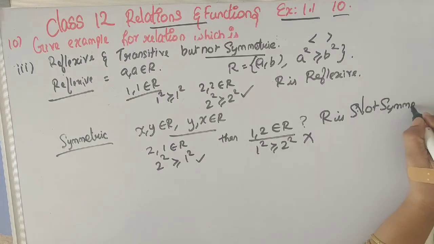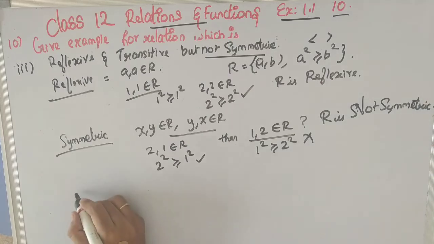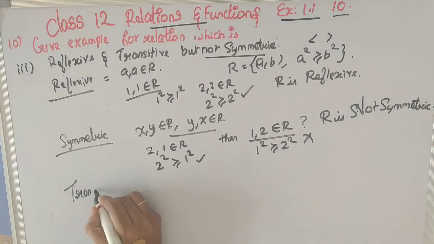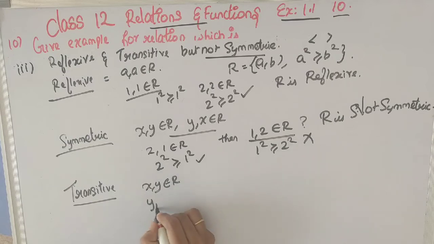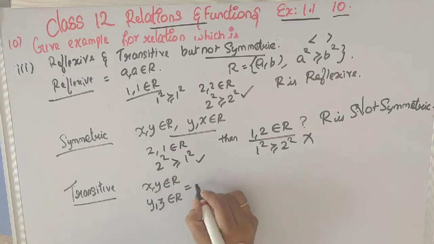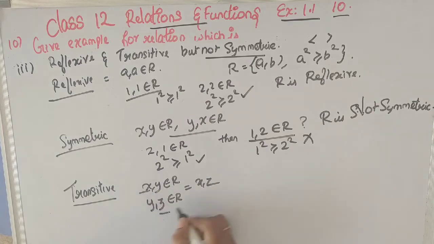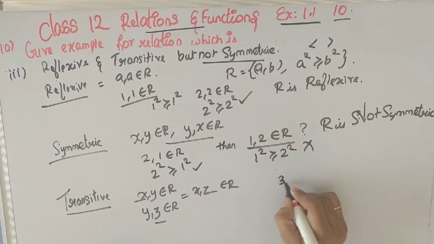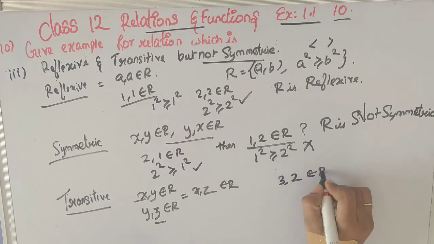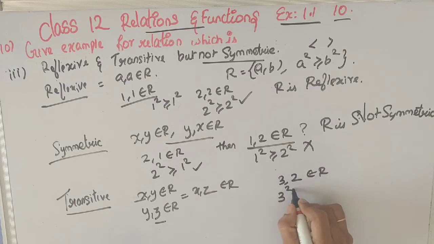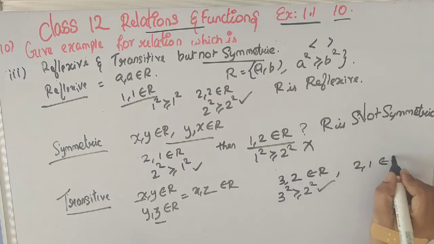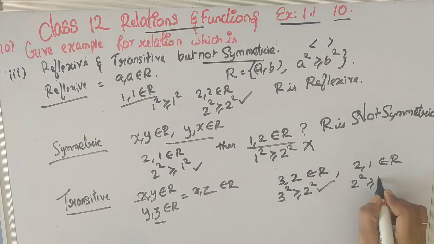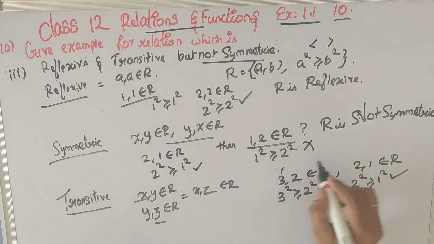Clear? Now we can check whether the relation is transitive or not. Okay? What is a transitive relation? If (x, y) is an element of R and (y, z) is an element of R, then (x, z) must also be an element of R. Okay? Now we can check. (3, 2) is an element of R. Yes, 3 squared is greater than or equal to 2 squared. Correct. (2, 1) is an element of R. Is it possible? Yes, 2 squared is greater than or equal to 1 squared, so possible.